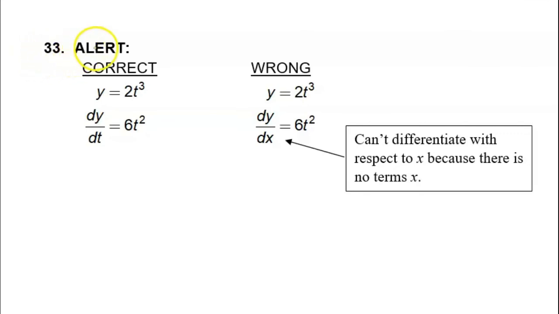Let us be alert with the correct concept here, where y equals 2t to the power of 3, and differentiating y with respect to t equals 6t squared. There is often a wrong way of writing here, where when differentiating the y equation, they write dx. We cannot differentiate with respect to x because there is no term of x in this equation.